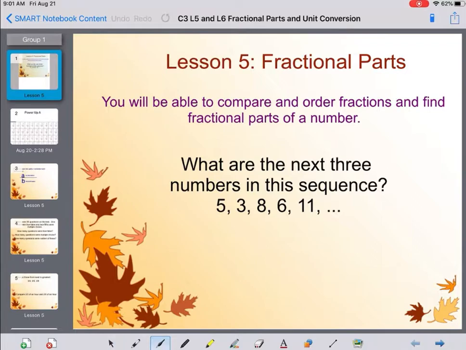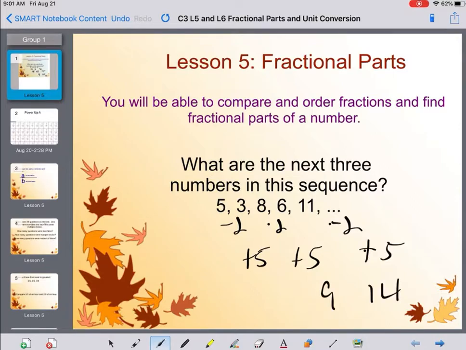So it looks like we take away 2, just write minus 2, and then we add 5. We take away 2, and then we add 5, and then we're going to take away 2, so that's going to give us 9. Then we're going to add 5, so that's going to give us 14. And take away 2, so it's going to be 12. So therefore, the next three numbers in the sequence are going to be 9, 14, and 12, because again, we took away 2, we add 5, we took away 2, and that's going to give us the next three numbers in the sequence.